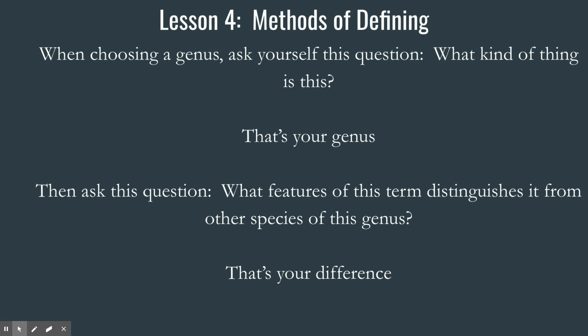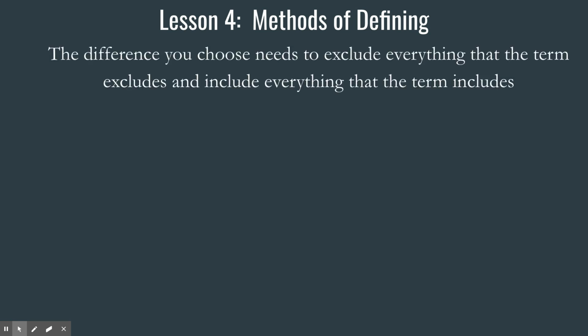So that's your genus. Then ask yourself this question, what makes it different from other species of this genus? And that's the difference. Genus and difference definitions. A backpack is a bag that you wear on your back. An author is a person who writes books. Now, just like every other thing, there are mistakes that we want to avoid. So let's look at those as we wrap up.